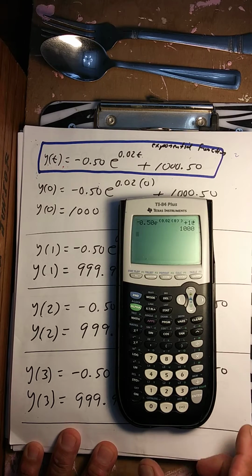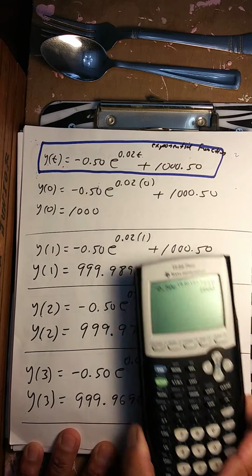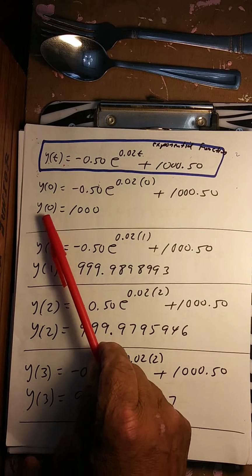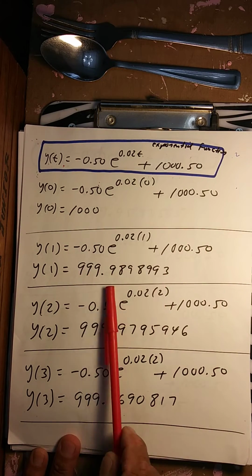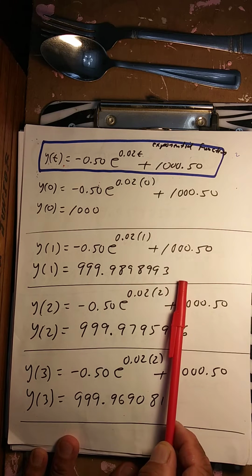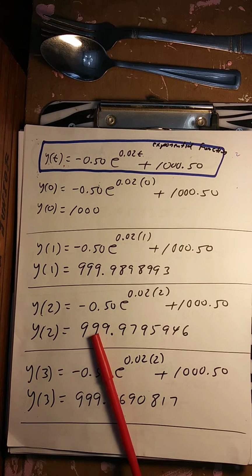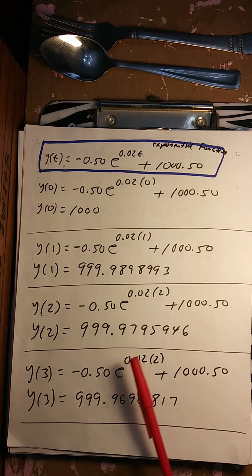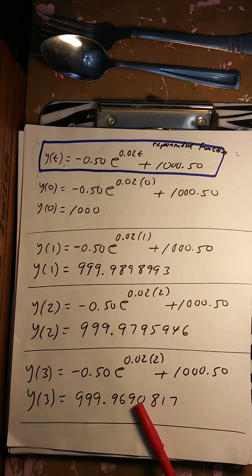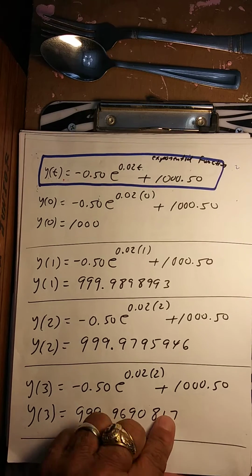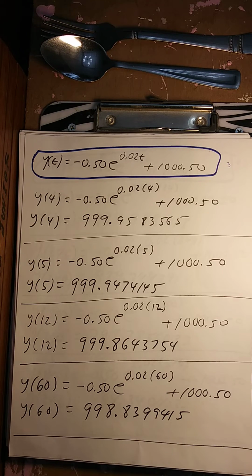The other one's the same thing with a different number. So let's go from there. So now, y0 is 1,000. Put 1 in there. Same thing in the calculator. You're going to get 999.98, all these numbers. Y of 2, put it in the graphing calculator again, you're going to get 999 all these numbers. Put in the Y of 3, you're going to get all these numbers. See, it's going down a little bit at a time, right? A little bit.